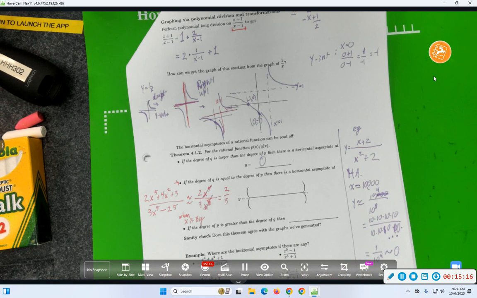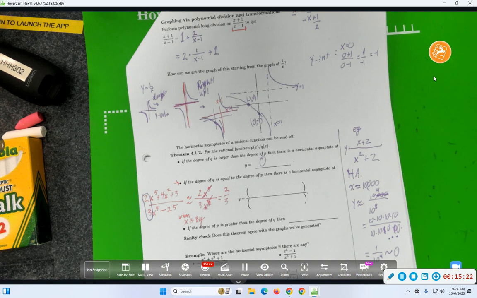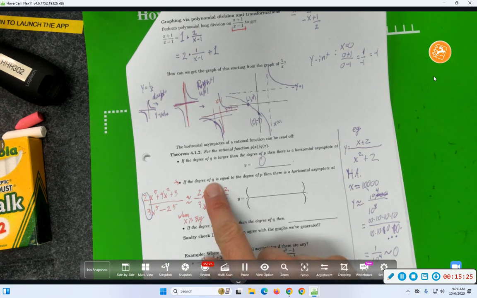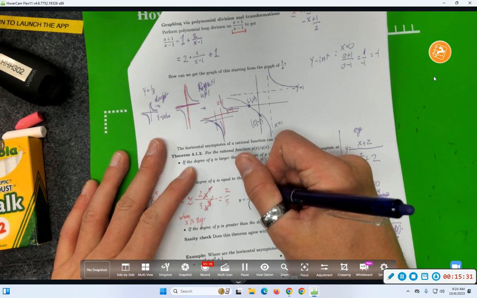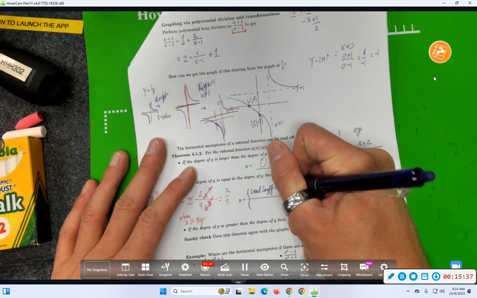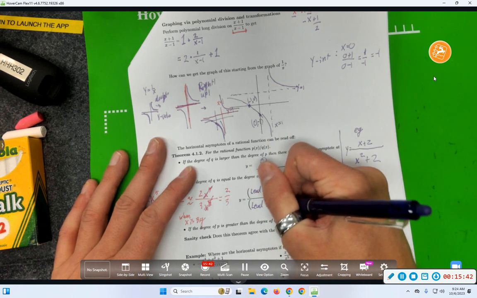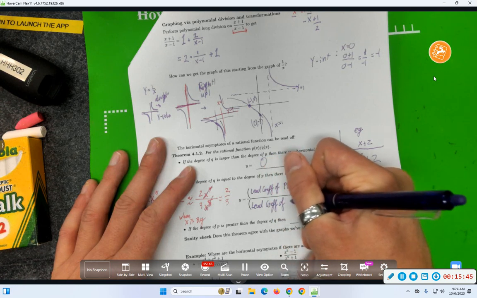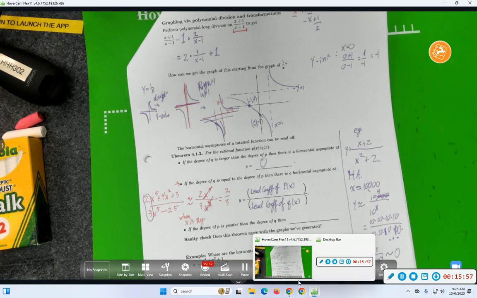So it just became 2 over 3, and importantly, it was this 2 over 3. Whenever you take the degree of the denominator equal to the degree of the numerator, there is a horizontal asymptote, and that horizontal asymptote is at the leading coefficient of the numerator divided by the leading coefficient of the denominator. And let's see if we see that happening in a graph.